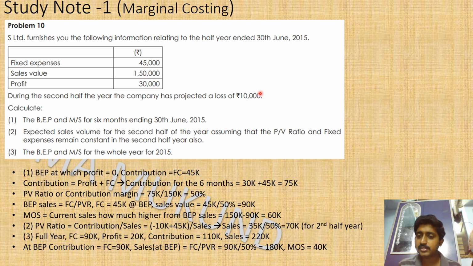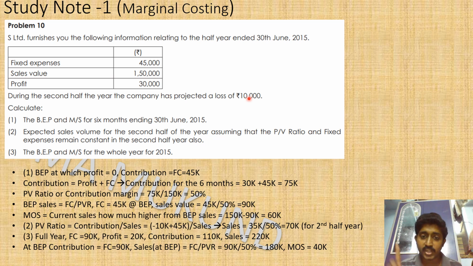So if the loss is 10,000, which means minus 10,000, what will be the contribution? Contribution plus profit or loss... contribution minus fixed cost is equal to profit, so contribution is equal to profit plus fixed cost. Fixed cost is 45,000, loss of 10,000. So 45,000 minus 10,000 is equal to 35,000, which will be the contribution.